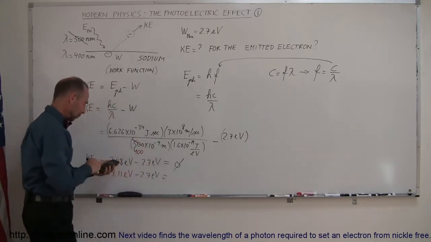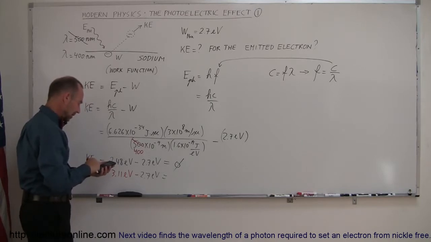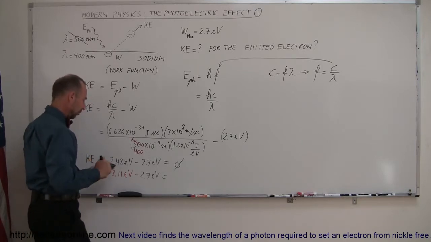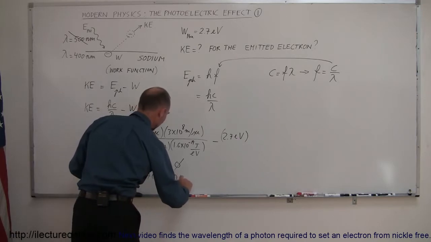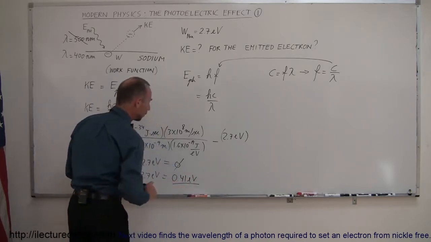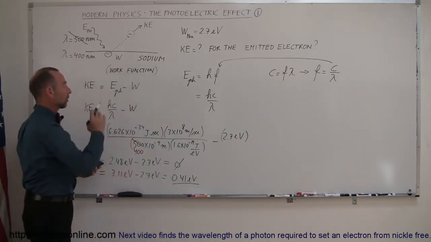So the difference would be 3.11 minus 2.7, and so we have 0.41 electron volts, and that would then be the kinetic energy of the electron that was set free.